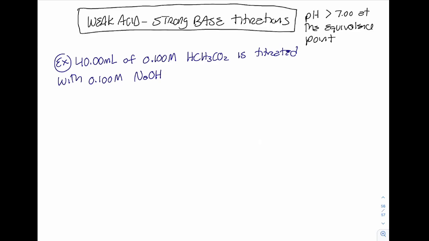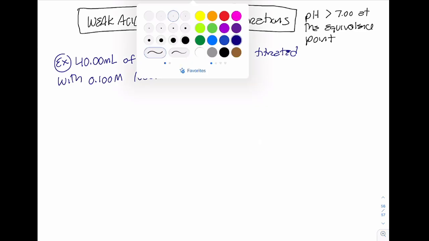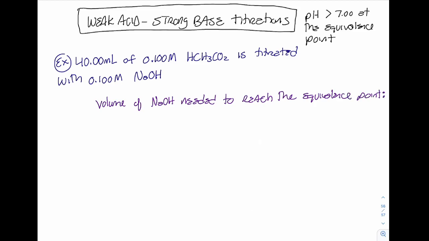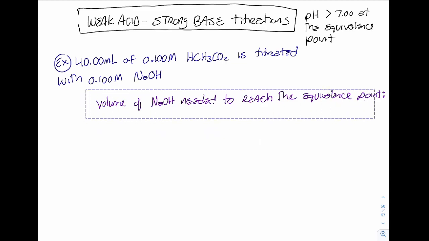So again, the first thing I would always do is determine the volume of base you need at the equivalence point. Even if the problem doesn't ask for that, I would do it. So, volume of sodium hydroxide needed to reach the equivalence point. Because I have equal concentrations of my acid and my base, it is going to be equal volume. So we could just say 40 milliliters. I'm going to write down the calculation anyway, just because they're not always going to be equal.